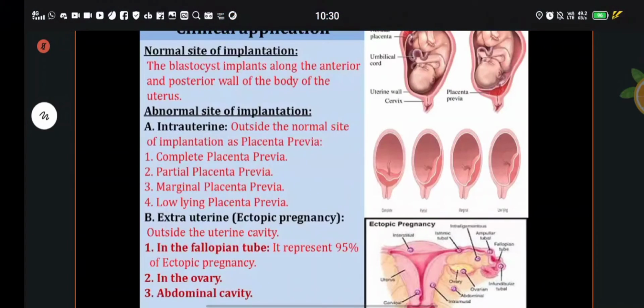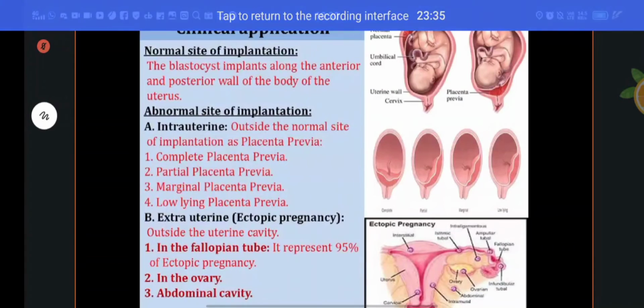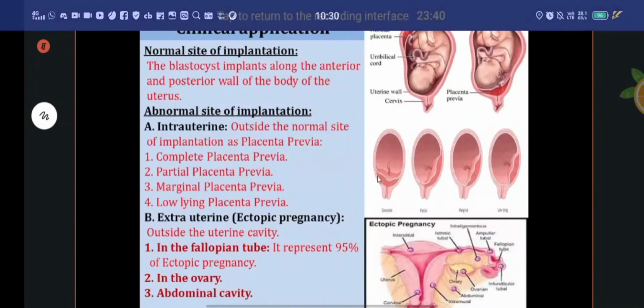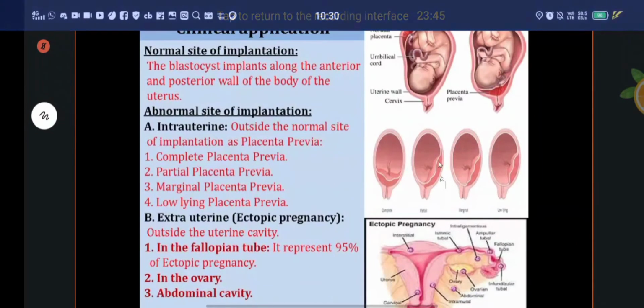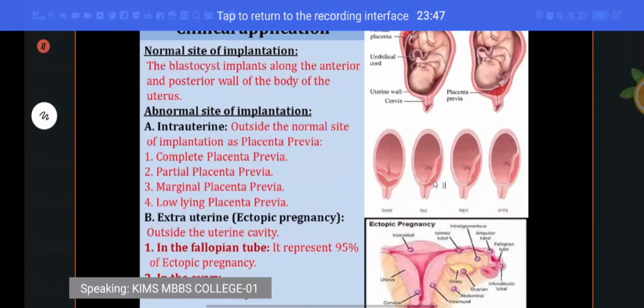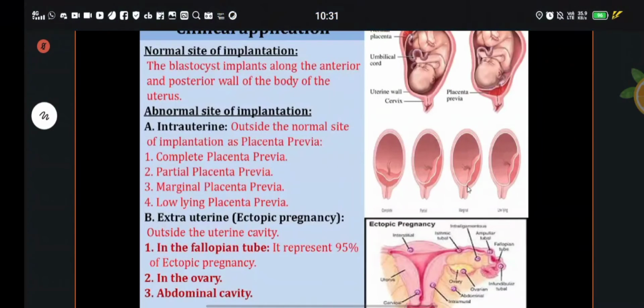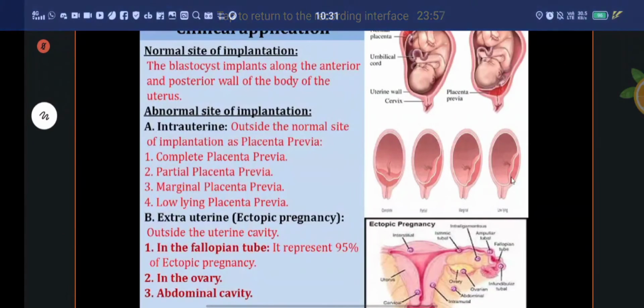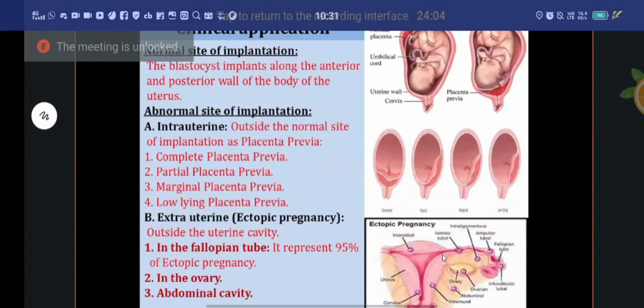Apart from this placenta previa, later when you're posted in your gynecology posting, when you're posted in your labor rooms, there they will show you these things. Other types are also there. Partial placenta previa, this second diagram in the second row, you can see it partially covering the lower segment of the uterus. Another one is marginal placenta previa. Another is low-lying placenta previa. There are different types of this. Apart from this, there are other things.